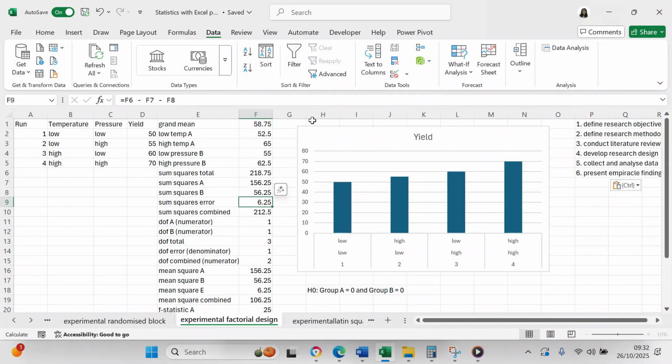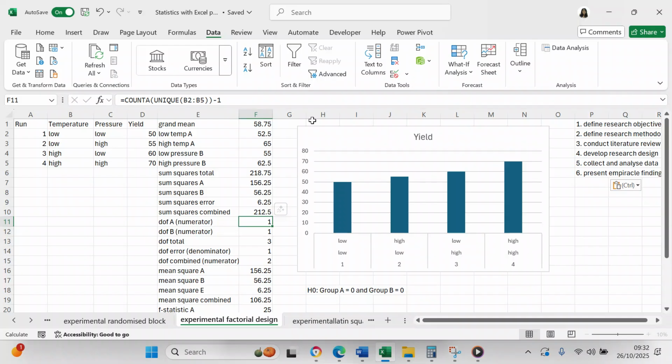You've got your sum of squares error, which is F6 minus F7 minus F8, and that's 6.25. You've got your sum of squares combined, that's F7 plus F8, and that's 212.5.